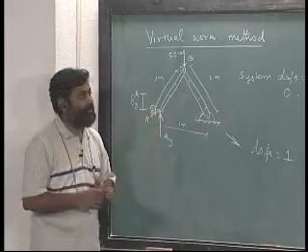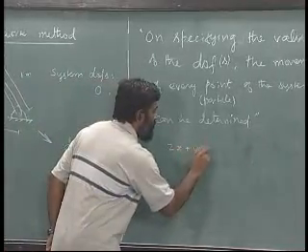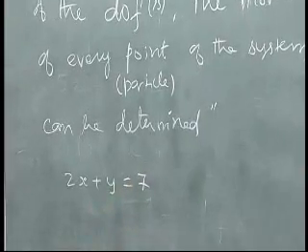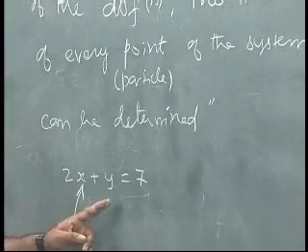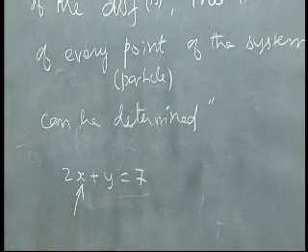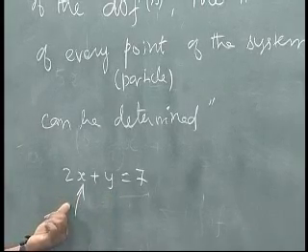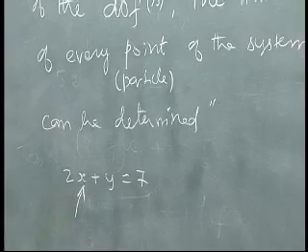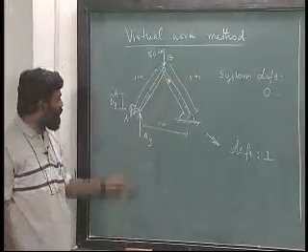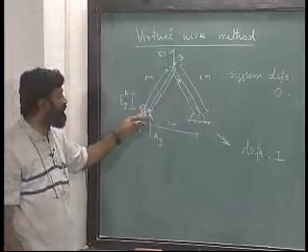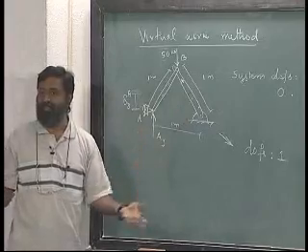Remember, if I specify this, can I find out this? Let me ask you this question. I have written 2x plus y is equal to 7. Let us say this is the degree of freedom. If I specify x, can I find out y? Supposing I give you y, is it possible to find out x? Or in other words, if I give you the displacement of any other point, I should be able to determine this, which means every other point also is a candidate for degree of freedom.